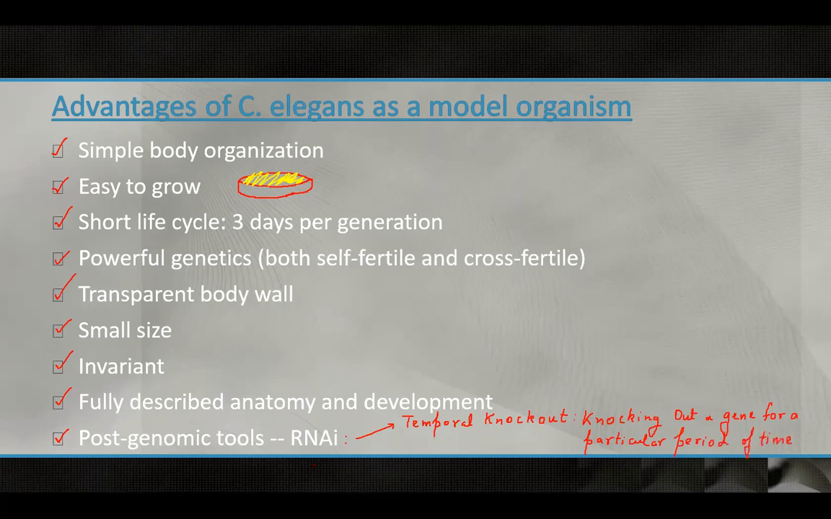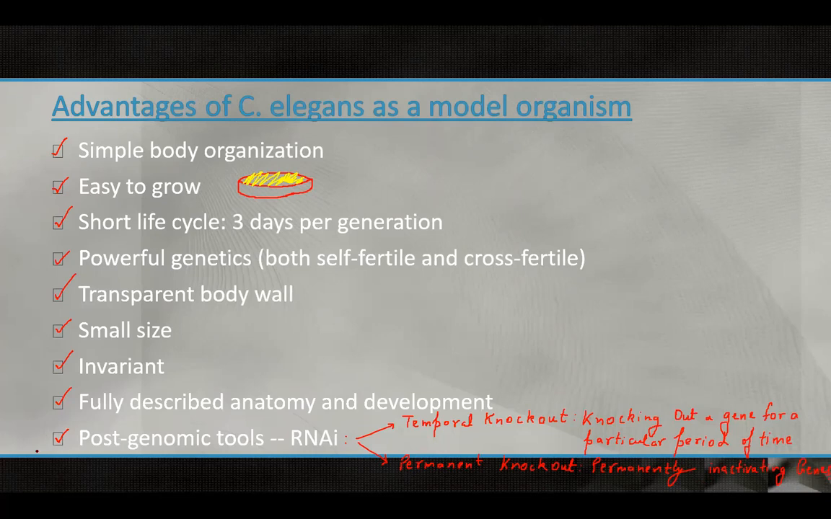As well as that, permanent knockouts can be produced. Another type of knockout is the permanent knockout. Permanent knockout means you can permanently inactivate certain genes. Okay, so that could be done.